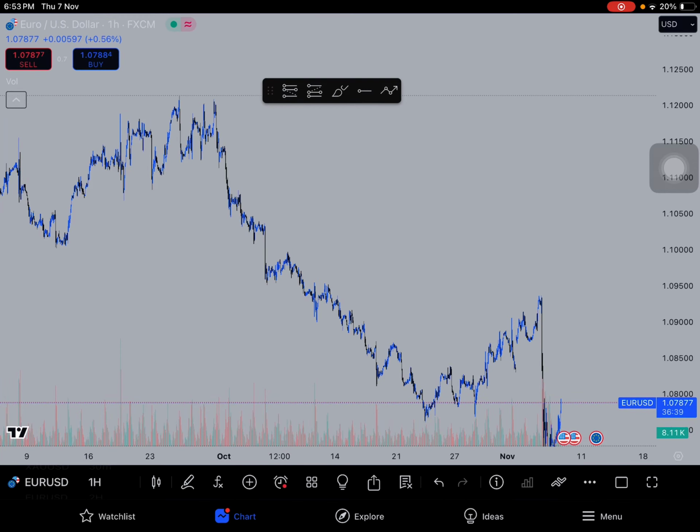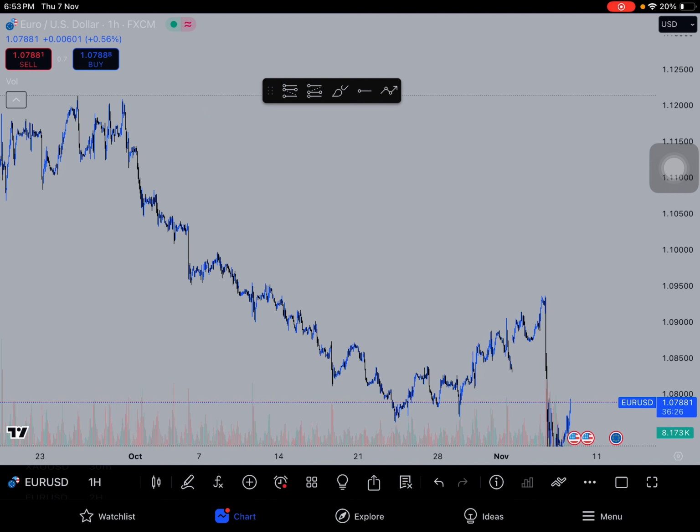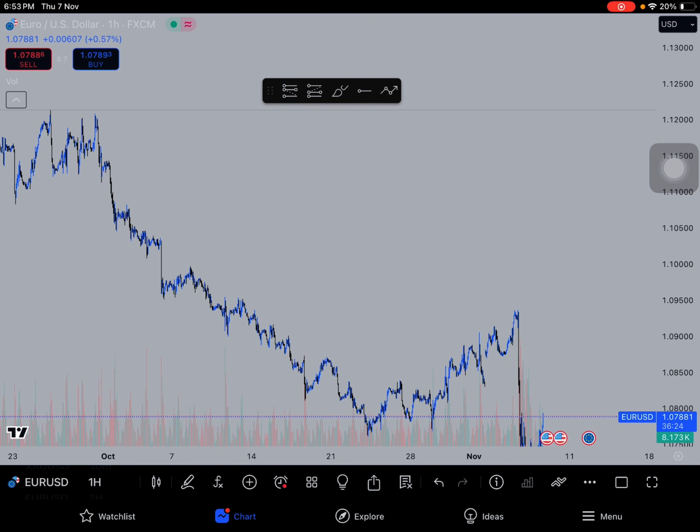Today what we're gonna see is how to analyze the trend, how to place an entry in the trend, how to continue the position in the trend, and how to hold the position in the trend. So let me explain first how to identify the trend.